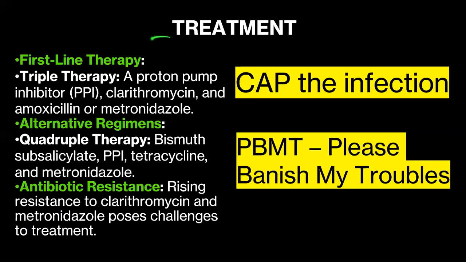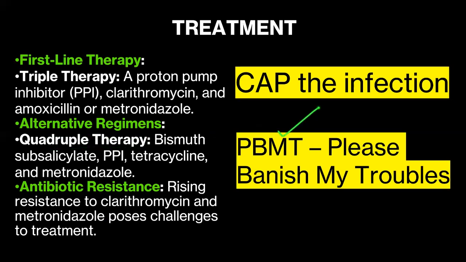Next, if we look at the treatment, the first-line treatment is triple therapy, in which you will see a proton pump inhibitor, clarithromycin, and amoxicillin or metronidazole. You will remember it with CAP: C for clarithromycin, A for amoxicillin or metronidazole, and P for proton pump inhibitor. Next, the alternative regimen is quadruple therapy.